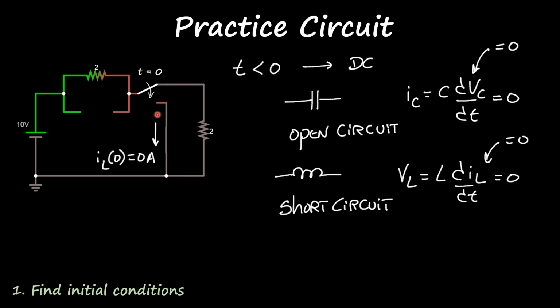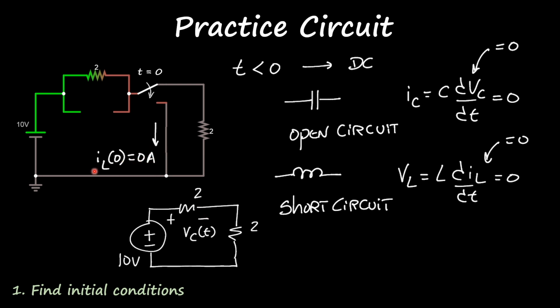The initial condition for the inductor is pretty straightforward. Open circuit, no current flows through the inductor, so 0 amps. And for the capacitor, we can redraw the circuit, and we see that the voltage across the capacitor is the same as the voltage across the 2 ohm resistor. If I apply the voltage divider on this circuit, I get a voltage of 5 volts across the capacitor.